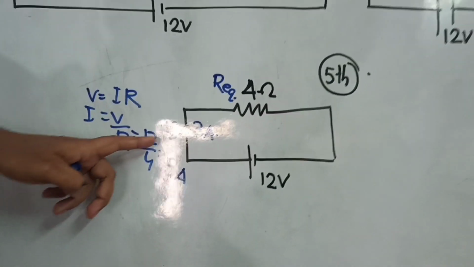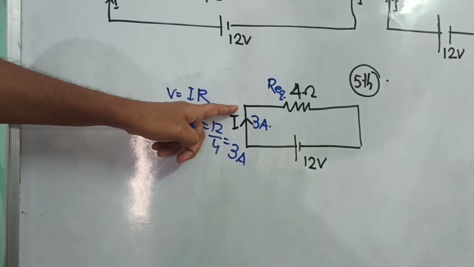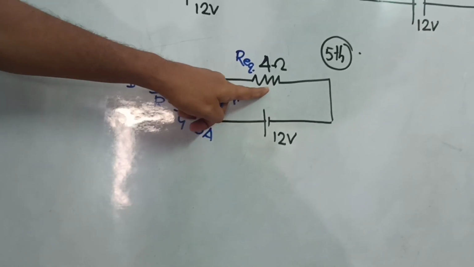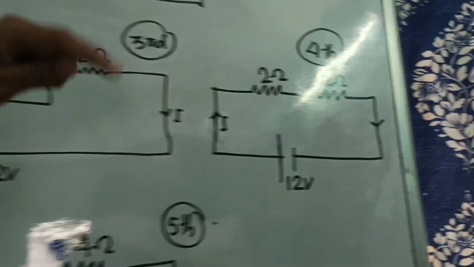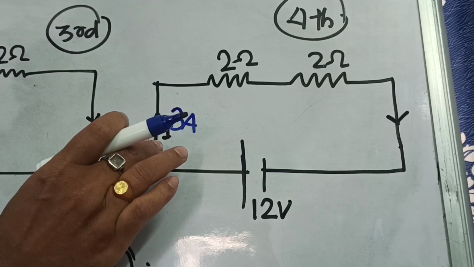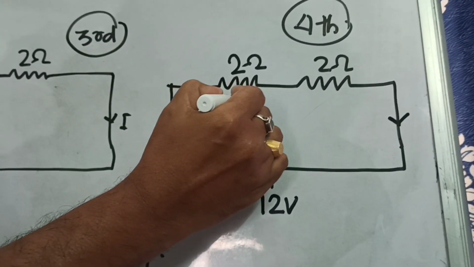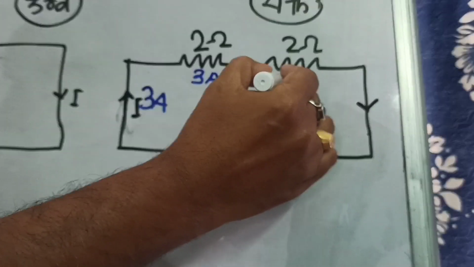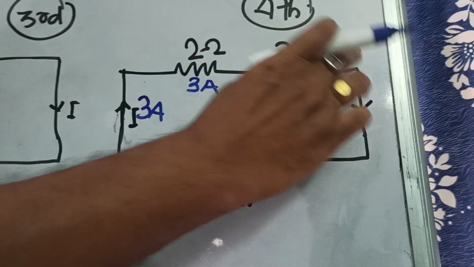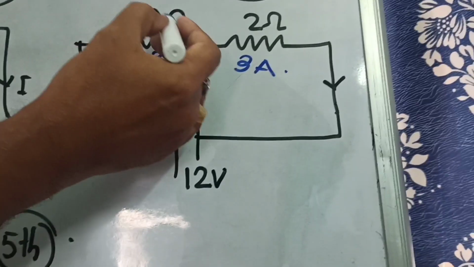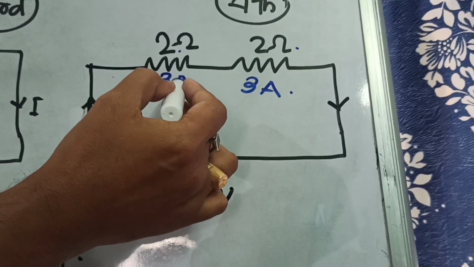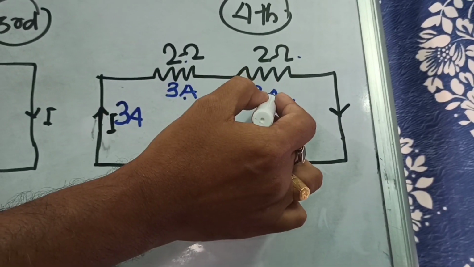Is that clear? When the current is flowing 3 ampere here, you see this 3 ampere is the current through this 4 ohm resistance. Again, come back to the fourth redraw. You see, here also 3 ampere current is flowing. Is that clear? Now, this 3 ampere current will also flow here, and here it will also flow 3 ampere. Why? Because we know that in a series connection, I is constant. Now, this 2 ohm resistance and this 2 ohm resistance are in series. So, this 3 ampere current will flow here as well as here.